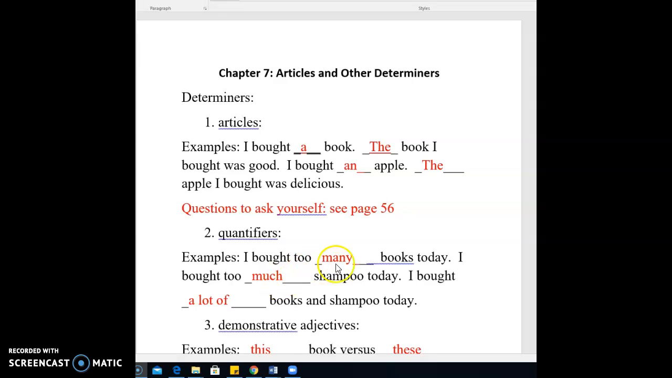So you would never say, I have much books. I have many books. So this chapter talks about how you need to be sensitive and aware that some nouns are countable and some quantifiers go with countable nouns, and some nouns are uncountable, and so some quantifiers go with non-count nouns. So here, I bought a lot of books and shampoo today. Okay, so here I'm mixing count and non-count. And there are some quantifiers, like a lot of, that can be used with both. Okay, count or non-count, certainly if you mix them like this.